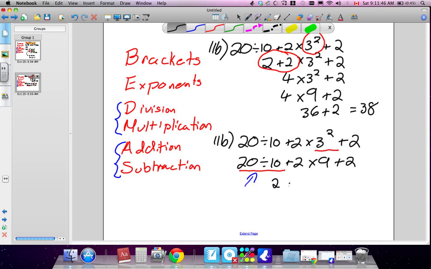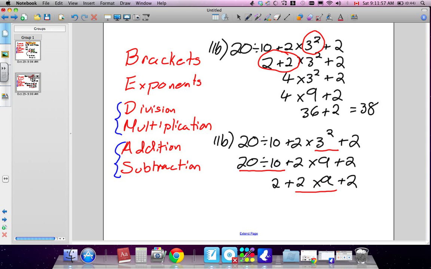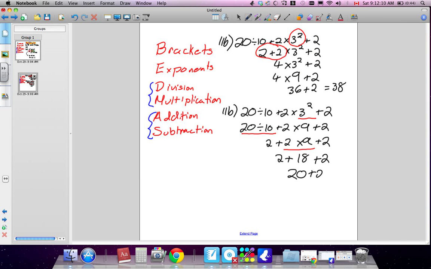Now what? We do multiplication. That's right, we have multiplication. So we do 2 times 9. 18. Yep, so we get 2 plus 18 plus 2. And finally, what do we do now? Addition. So 2 plus 18, 20, and then 20 plus 2. 22. Does that make sense? So we've done that question.